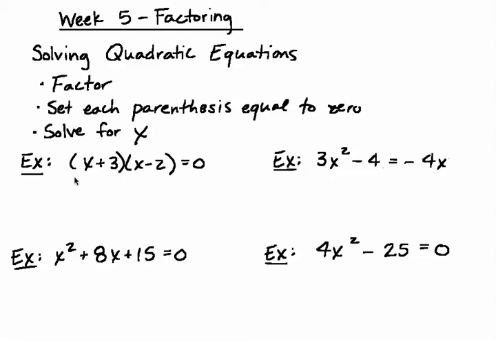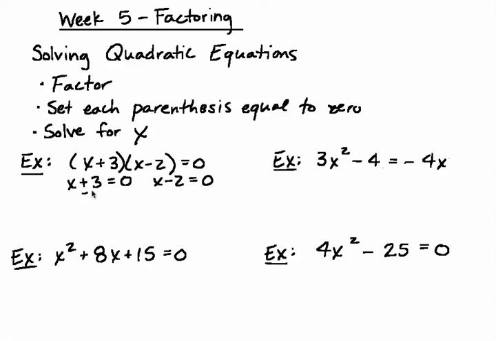So the first example is more basic. You've got x plus 3 times x minus 2 equals 0. This is already factored. It's already in factored form. So we can skip to our second step by setting each parentheses equal to 0. So that is x plus 3 equals 0, x minus 2 equals 0.